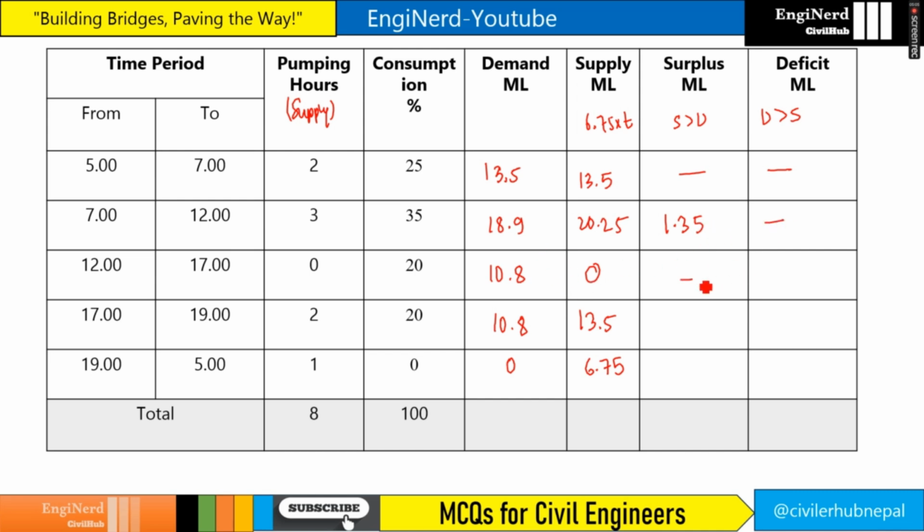And for the demand, here is 10.8, right? Because there is no supply. And here supply is greater, so 13.5 minus 10.8, it will be 2.7 in the surplus part, right? And for here, there is no demand, so there will be surplus of 6.75.